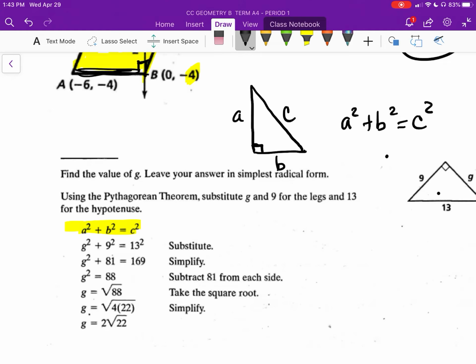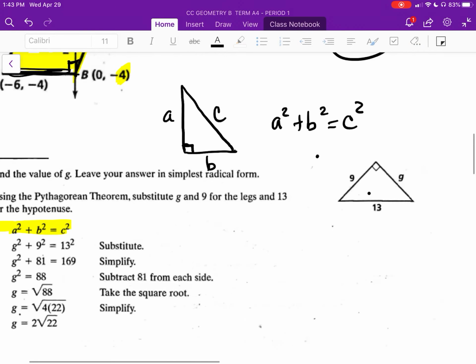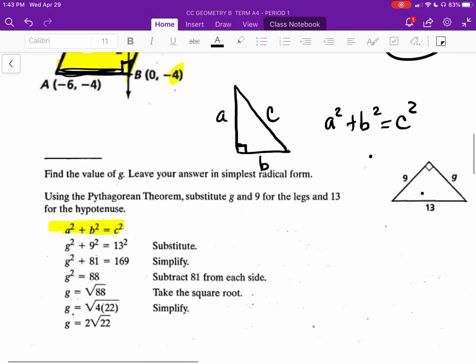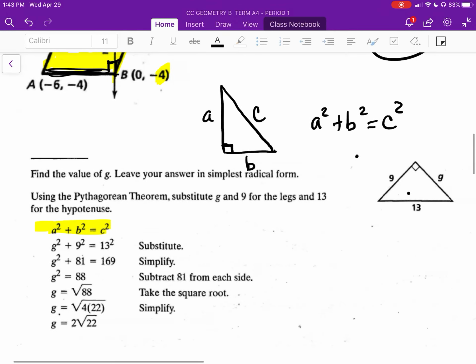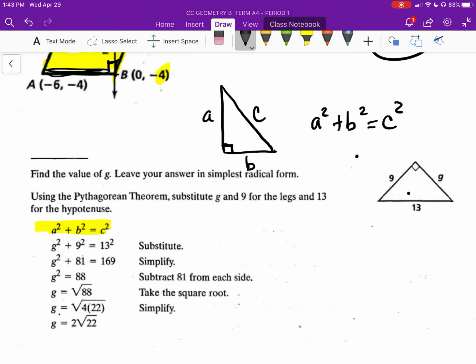The nice thing about that is that if we know 2 out of 3 sides, we can solve for the third one by using square root. So if we look down here at this example, we're given a triangle, and it's a little confusing here because it looks like we've been given 9, 9, and 13, but actually this is the letter G. So it's not a really great letter. They should have used a different letter here, but we're looking for this missing side G.